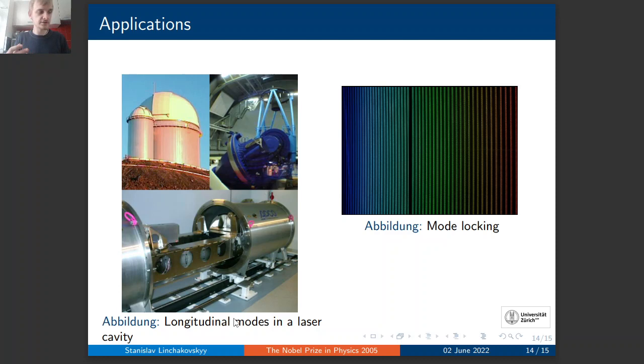You can understand that these combs are also used for finding spectra, and for example here you can see the spectrograph in the observatory. Sorry, here we have wrong captions, but no matter. And also here you can see the frequency comb that is installed in this spectrograph.